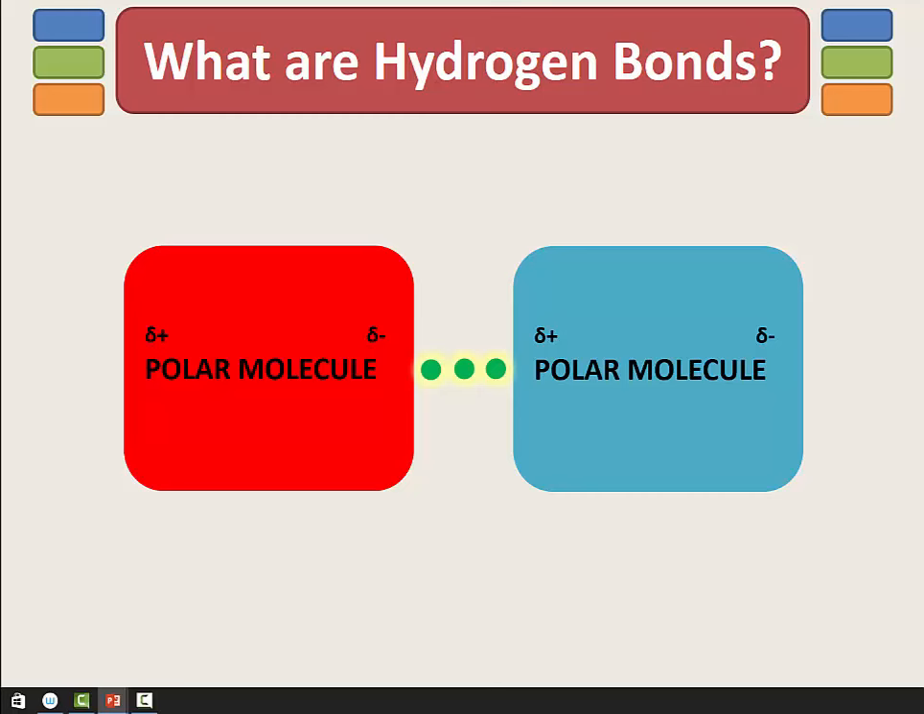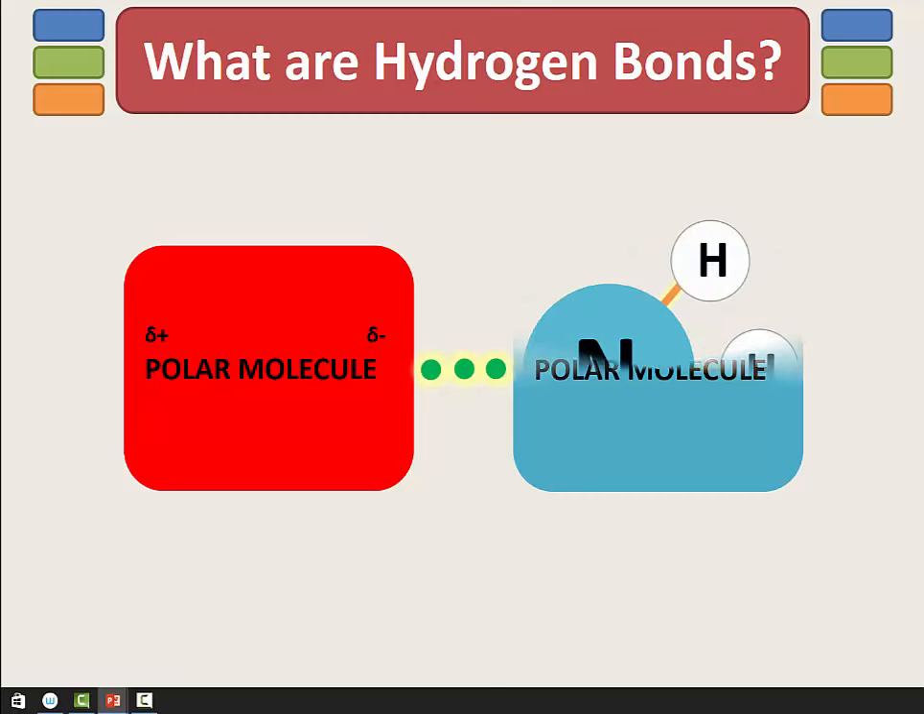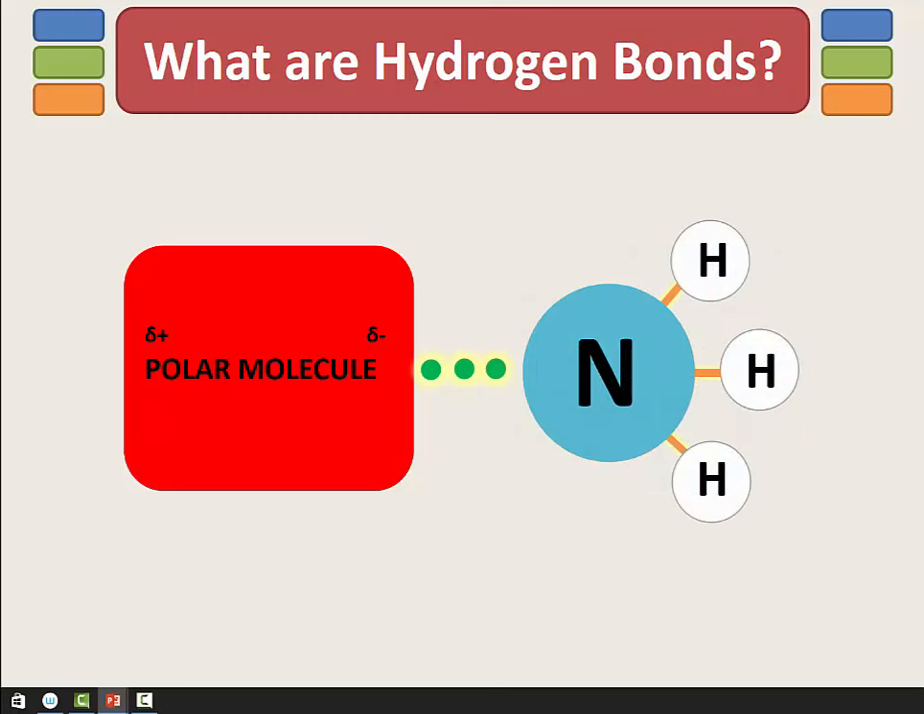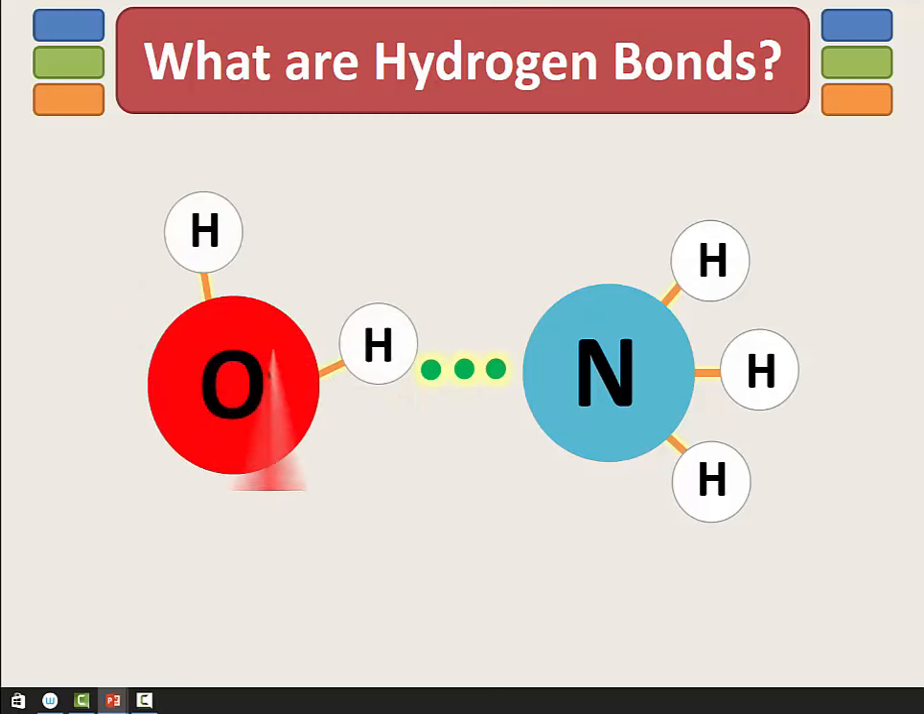Hydrogen bonds are actually a weak bond that occurs between polar molecules. One of the polar molecules must have an electronegative atom like oxygen or nitrogen, and the other molecule must have a polarized hydrogen that is covalently bound to its electronegative atom.